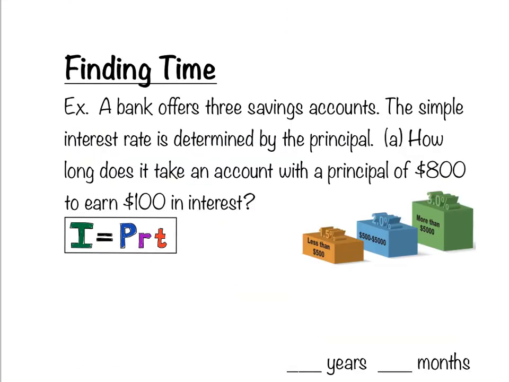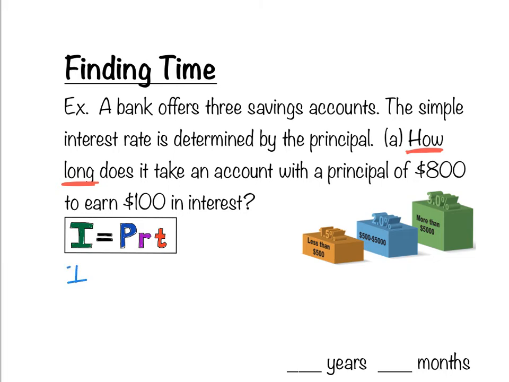All right, now we are going to find time. So T is going to be our missing variable here. It says a bank offers 3 savings accounts. The simple interest rate is determined by the principal. Part A. How long does it take an account with a principal of $800 to earn $100 in interest? Notice that it said how long. You can see that we're missing the time here. That's what we're going to try to find.